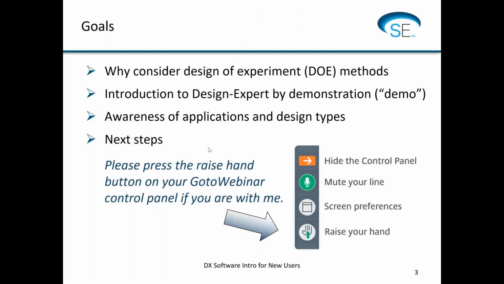So I'm going to assume that you have very limited awareness of design of experiment methods, enough to want to attend a webinar. That's good news. But I'm going to start at the very beginning of why you would want to do your experimentation through some sort of DOE approach as opposed to one factor at a time or other approaches that we may be more familiar with.